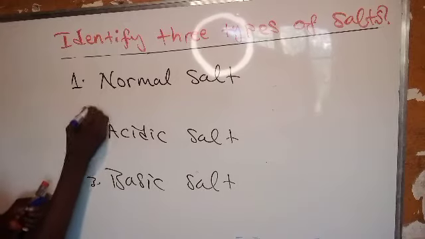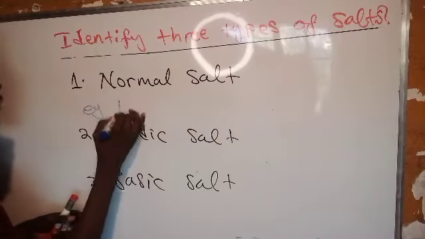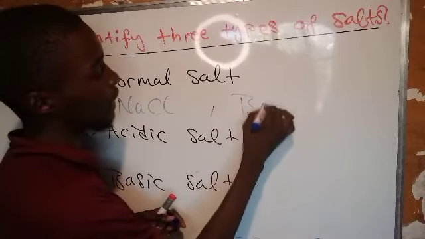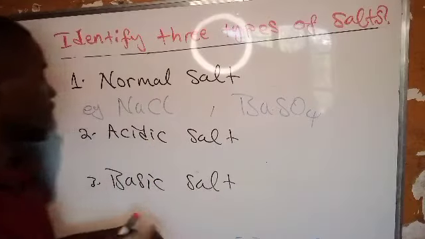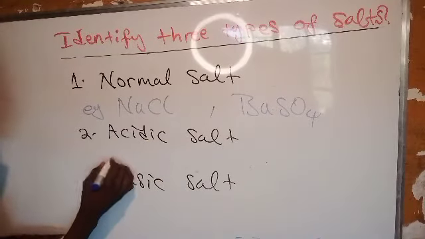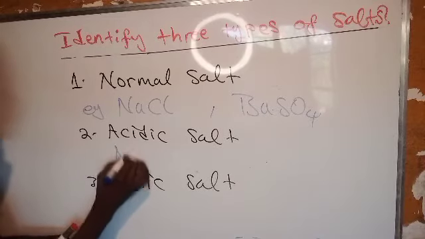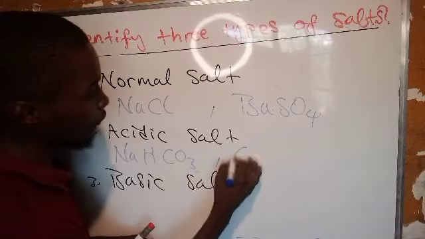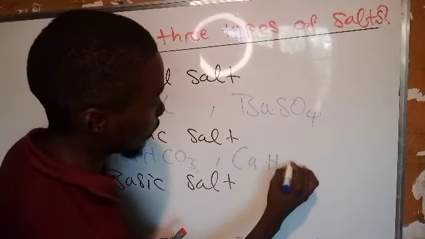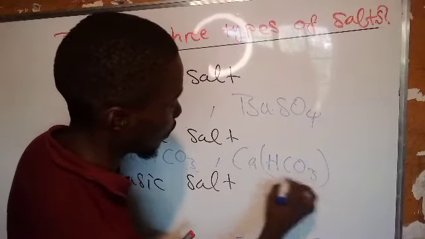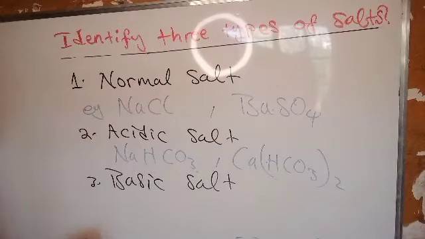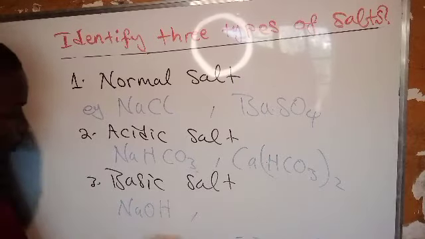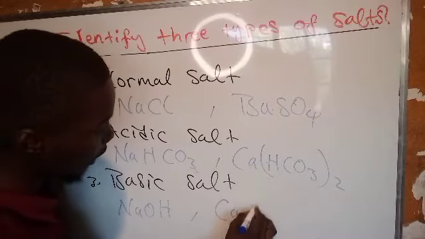So examples. Example for normal salt, sodium chloride. Also we have barium sulfate. Okay. Then examples of acidic salt, we have sodium hydrogen carbonate. We also have calcium hydrogen carbonate. Then basic salts, we have sodium hydroxide. We also have calcium hydroxide.